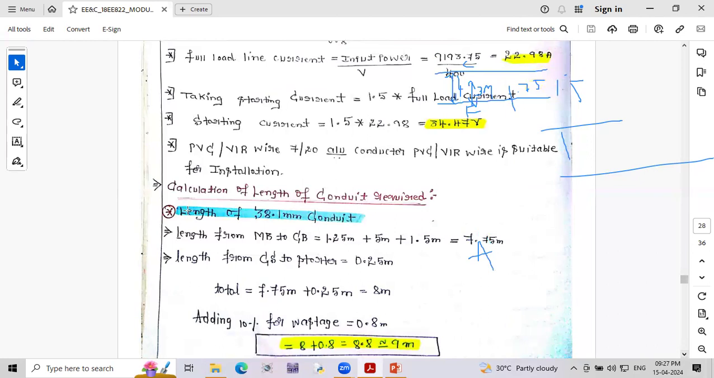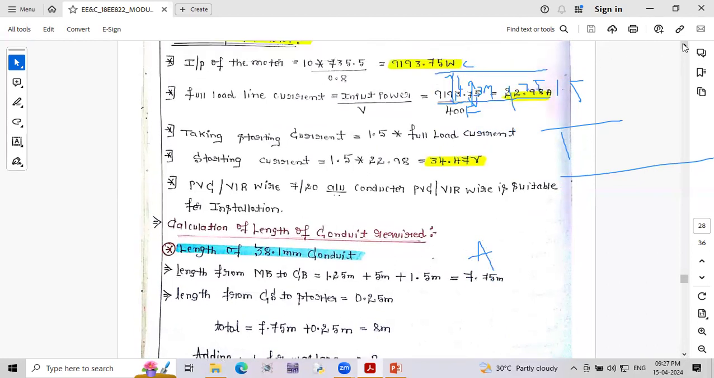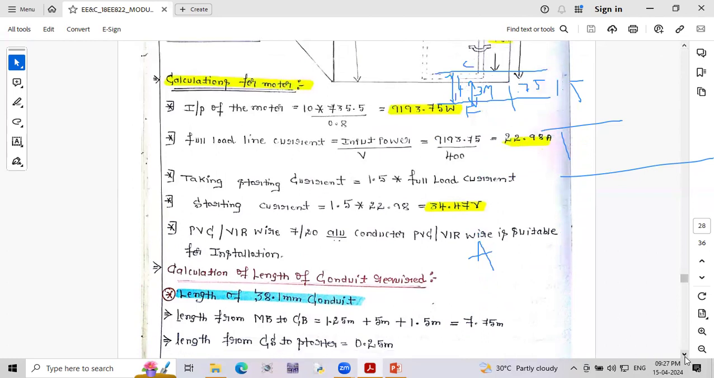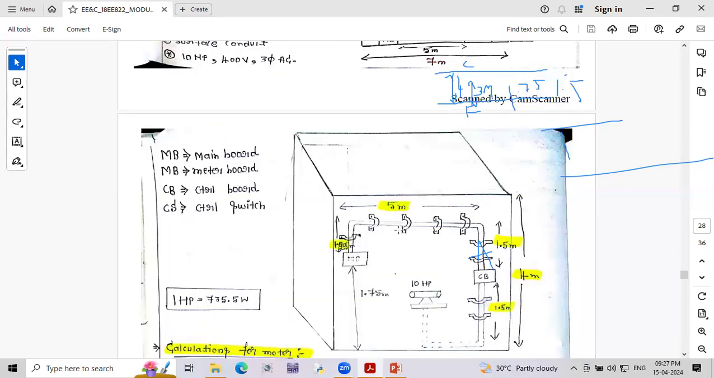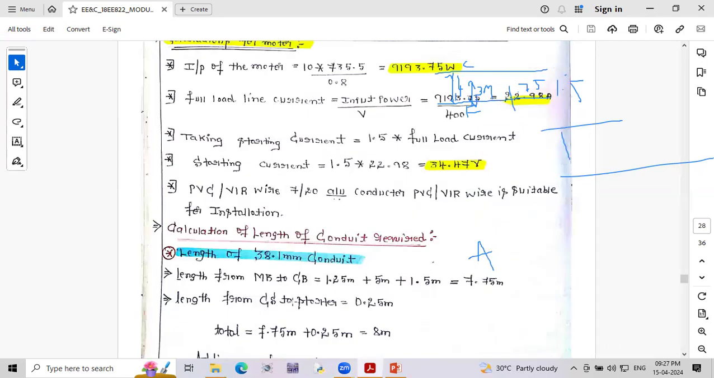ಎಷ್ಟು length conduit ಬೇಕಾಗುತ್ತೆ? Length of the 38.1 mm conduit. Why 38.1 mm conduit? I will tell you. Okay, from length of the meter board to control board. ಮೀಟರ್ ಬೋರ್ಡ್ ಇಂದ ಅಂದ್ರೆ ಇಲ್ಲಿಂದ ಕಂಟ್ರೋಲ್ ಬೋರ್ಡ್ ಗೆ ಎಷ್ಟು ಹೈಟ್ ಇದೆ ಅಂತ ಎಷ್ಟಾಗುತ್ತೆ 1.25 plus 5 plus 1.5. ಸೊ ಇಲ್ಲಿ ಮಾಡಿದಾಗ ನಮಗೆ we are going to get 7.75.